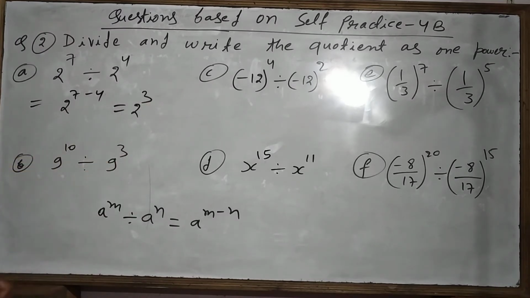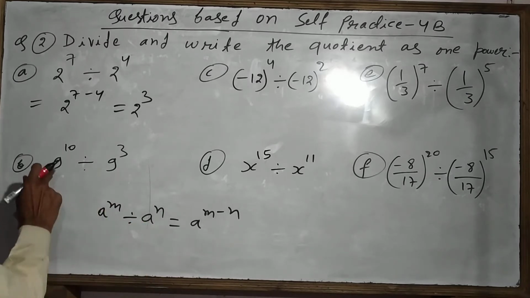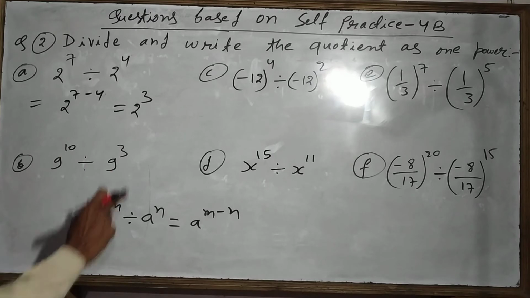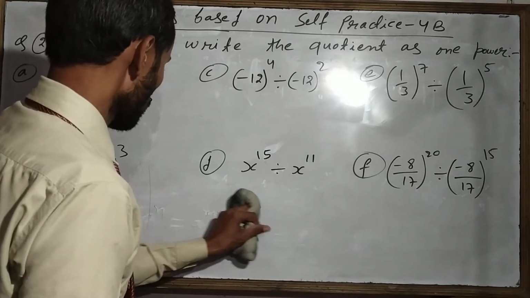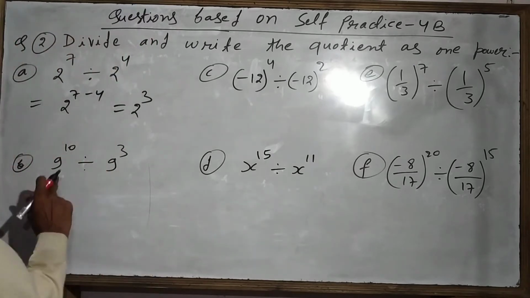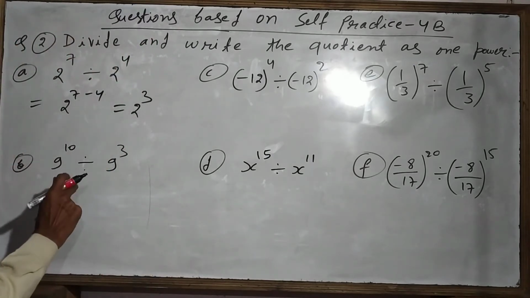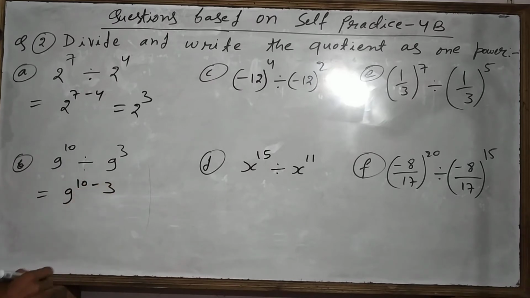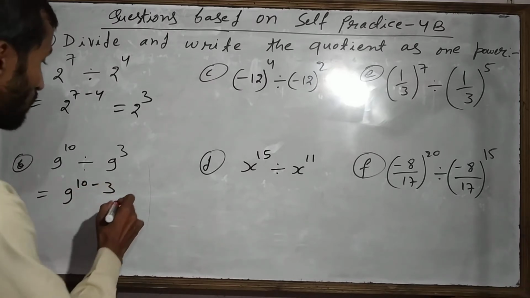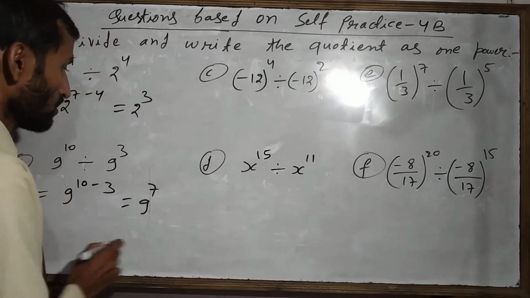Next one, in the B part, the same process. You have to use 9 power 10 divided by 9 power 3. The base is the same again, base 9, and the power is different and division is given. So we will do 10 minus 3. 10 minus 3 means 7. It will come 9 power 7. This is the final answer.